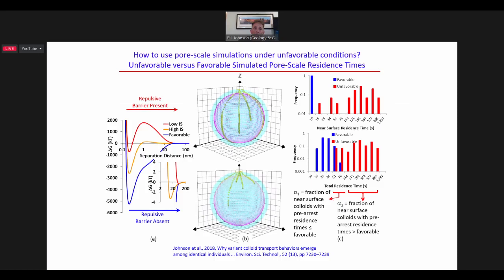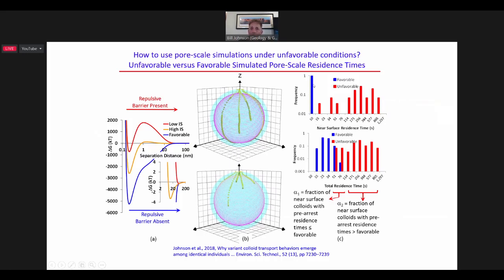I want to talk about the fact that we can take these pore scale simulations and look at these residence times in terms of histograms. What's shown here is simulations in the top row that are under unfavorable conditions versus simulations in the bottom row under favorable conditions. And what we see is under unfavorable conditions, the colloids get to the near surface and repulsion keeps them from attaching, so they move along the near surface for very long residence times. And it shows in the histograms.